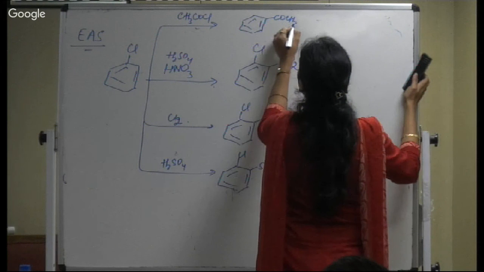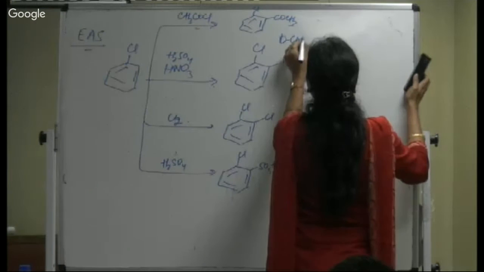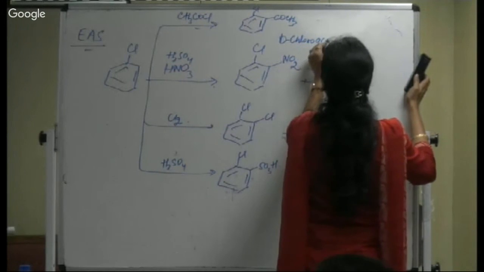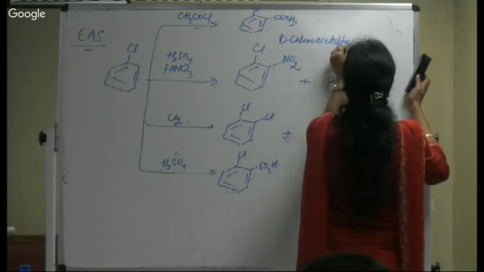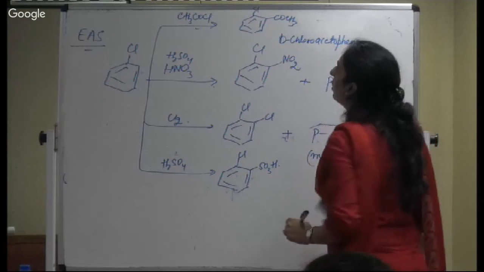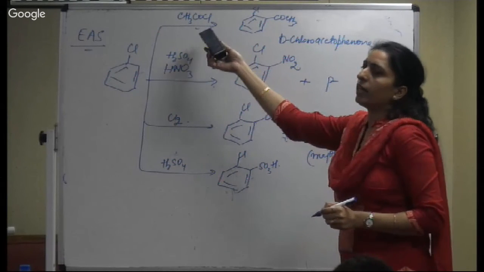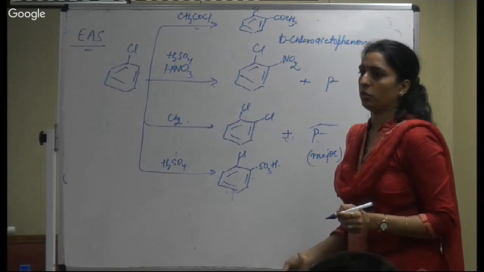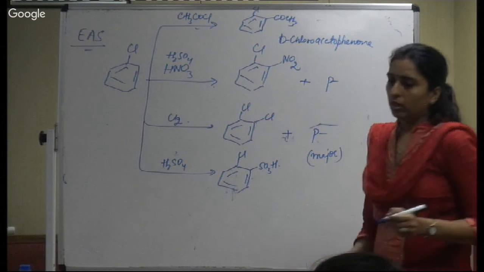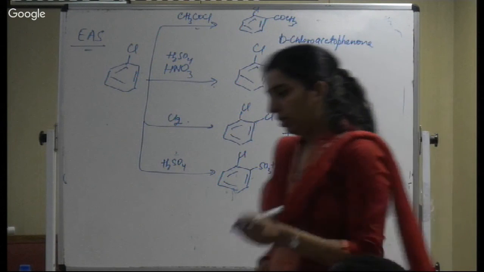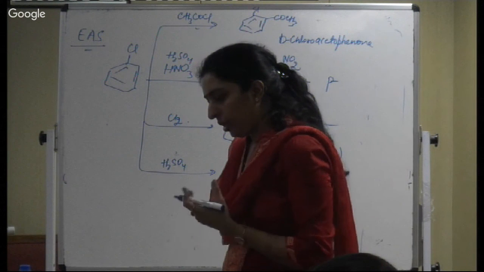CH3. Actually, the product is orthochloroacetophenone and parachloroacetophenone. I'm telling you, Friedel-Crafts acylation. It can be alkylation also. Okay. Next is sulfonation.